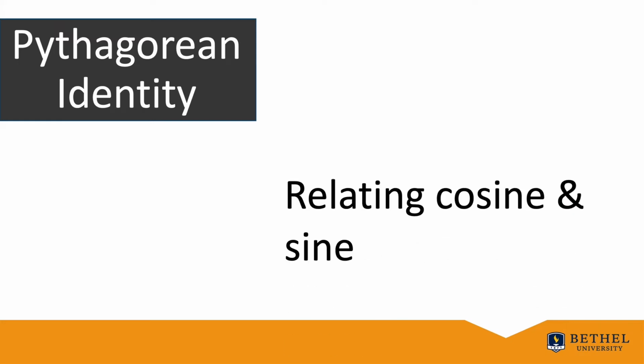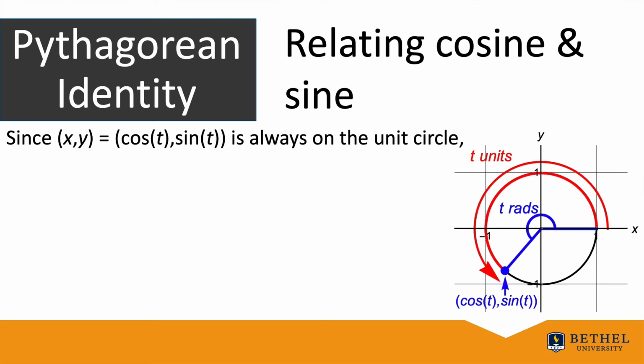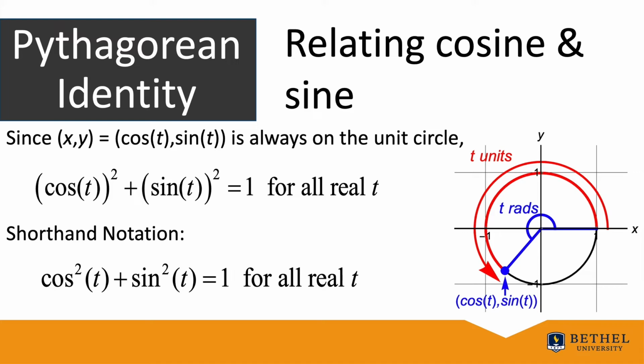The so-called Pythagorean identity is an example of a relation between cosine and sine of utmost importance. It has many applications. It says this: since the point x comma y equals cosine of t comma sine of t is always on the unit circle like you see, we can say that cosine of t quantity squared plus sine of t quantity squared equals 1 for all real numbers t. We've already seen this for many examples. A notational shorthand for this is to get rid of the extra set of parentheses and write this and say cos squared t plus sine squared t always equals 1.